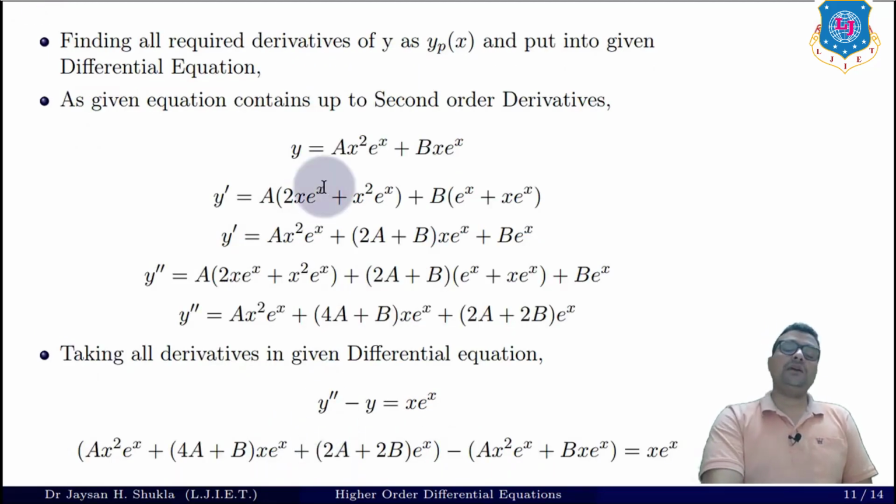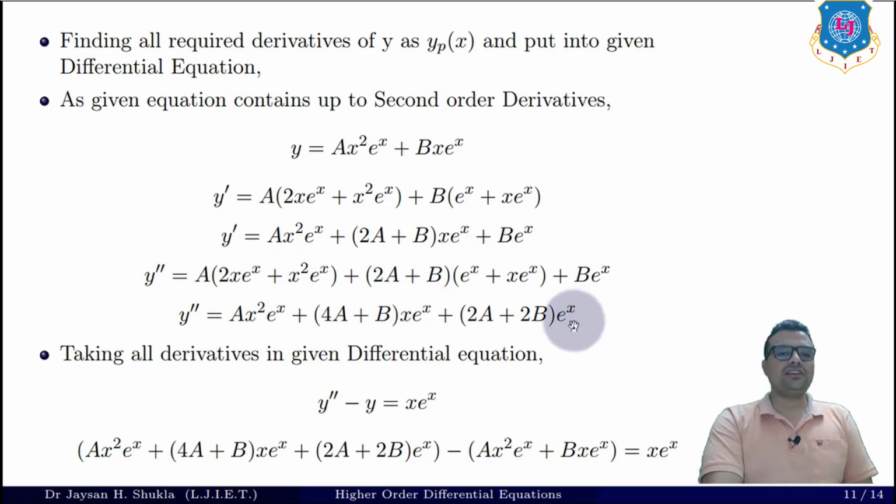For that I am taking y, y dash, y double dash. Here, as we have x square e raised to x and x e raised to x, y dash will be found with the help of the product rule of derivative. Similarly, at the end of this, I am also separating coefficients of x square e raised to x, x e raised to x, and e raised to x. That will make the second derivative comparatively easy. Now again I am taking the second derivative and separating x square e raised to x, x e raised to x, and e raised to x.